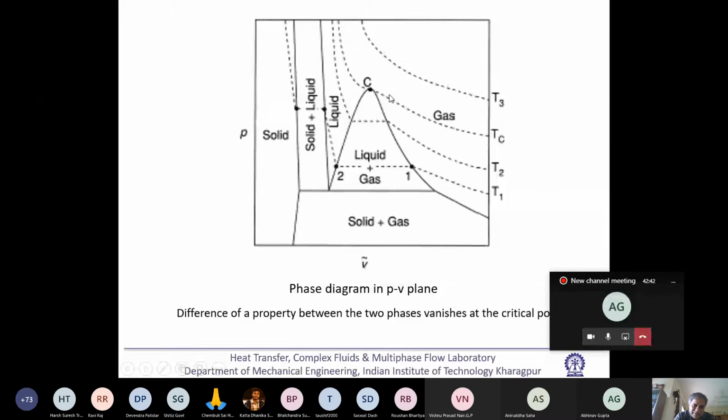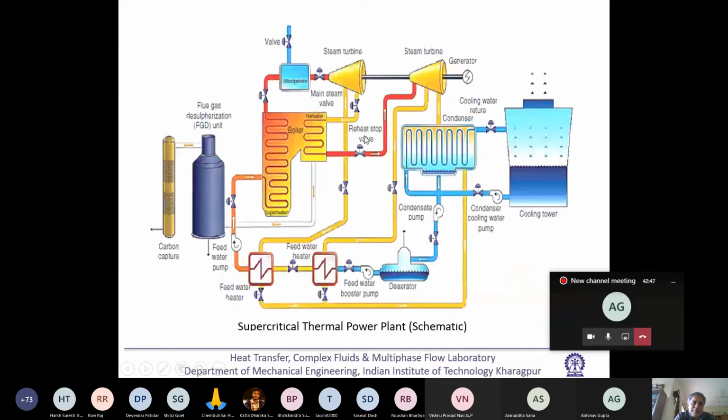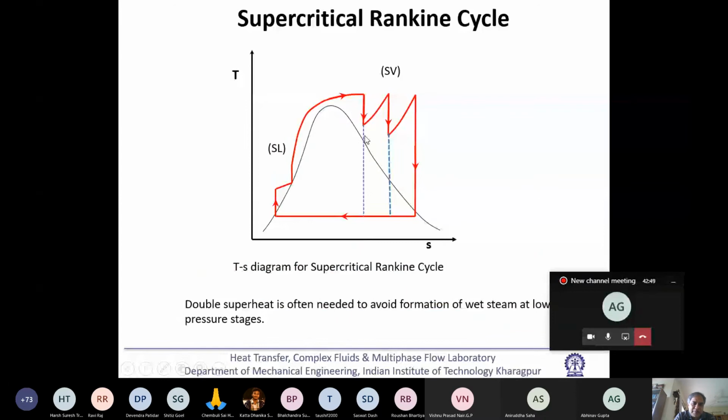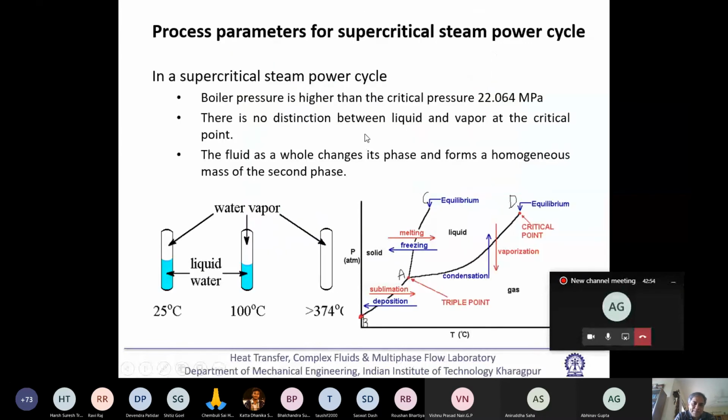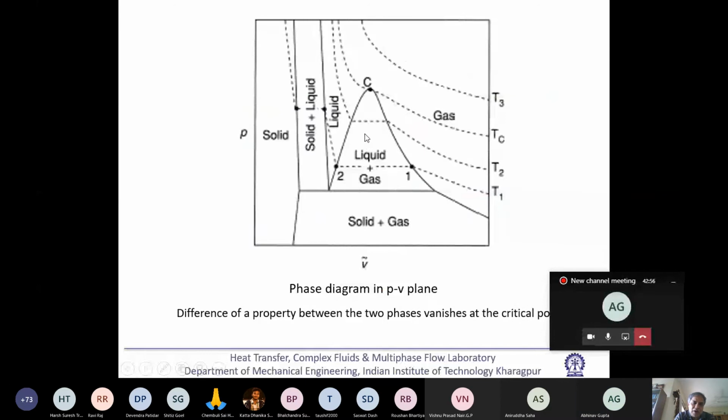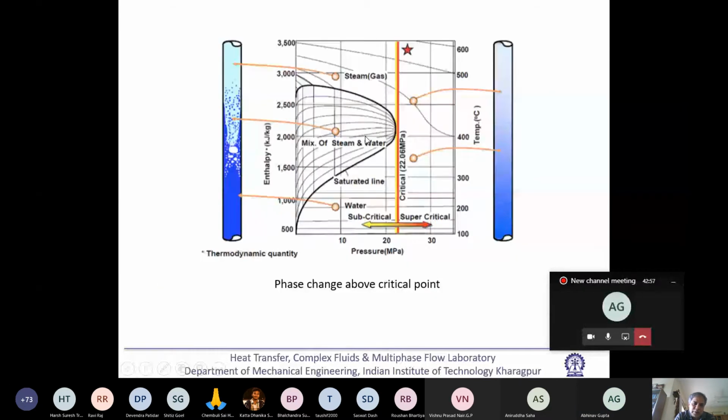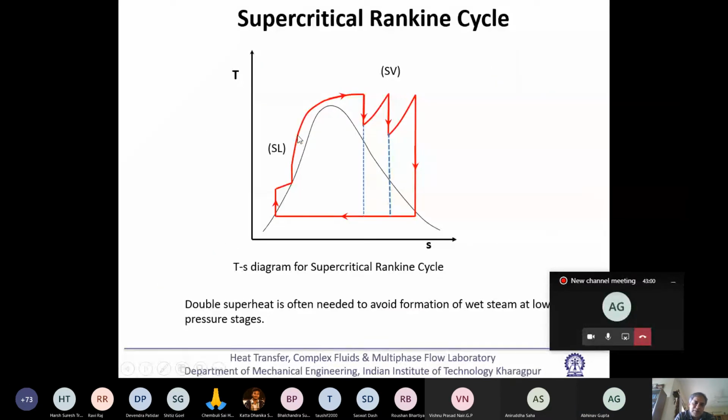With the help of a TS diagram, I can show it. I do not know whether that kind of TS diagram is there or not. If not, in our next class I will show it to you, where the pumps will be placed and things like that. Okay.